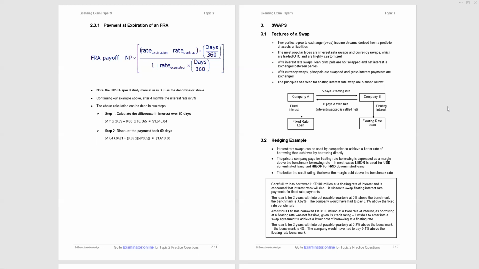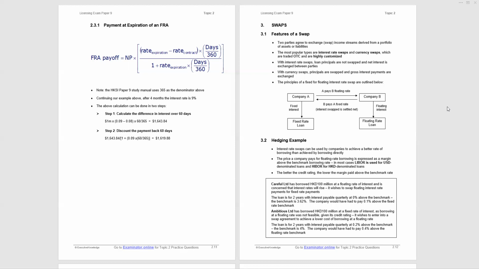So the FRA payoff, 2 steps to calculation. First of all, difference in interest over the 60-day period. Well, the notional principal is 1 million, multiplied by the difference, 1%, but we do it in decimal, 0.09 minus 0.08, multiplied by that 2-month period, 60 over 365. So difference in interest, 1,643.84. So that would be paid by the long to the short.